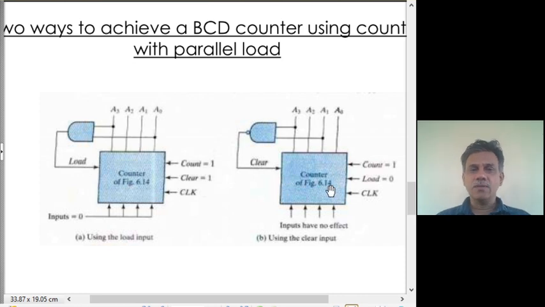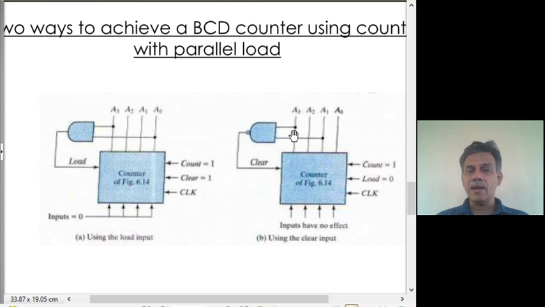We can also achieve this in the following manner. We let the count go from 0 to 9 and even beyond that, but as soon as it touches 10, we immediately clear it in an asynchronous manner. This is very important. While this loading is a synchronous one, where you let 9 be present for one full clock period, at the end of which, instead of going to 10, we load 0, 0, 0, 0, this is an asynchronous clear. So you should look for the pattern 10 and not 9.